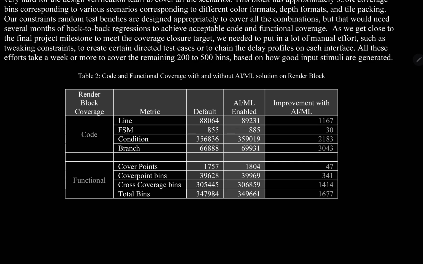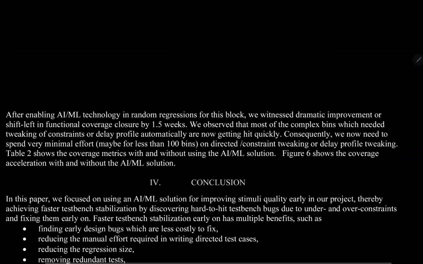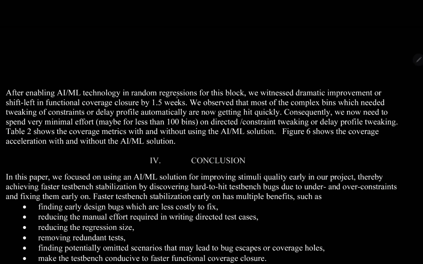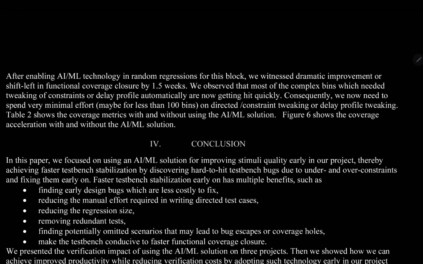Table 2. Code and functional coverage with and without AI-ML solution on the random block. As said, after enabling AI-ML technology in random regression for this block, we witnessed a dramatic improvement, a shift left in the functional coverage closure by 1.5 weeks. We observed that most of the complex bins, which needed tweaking of the constraints or delay profiles, are now automatically getting hit quickly. Consequently, we now need to spend very minimal effort, maybe for fewer than 100 bins, on directed constraint tweaking or delay profile tweaking.